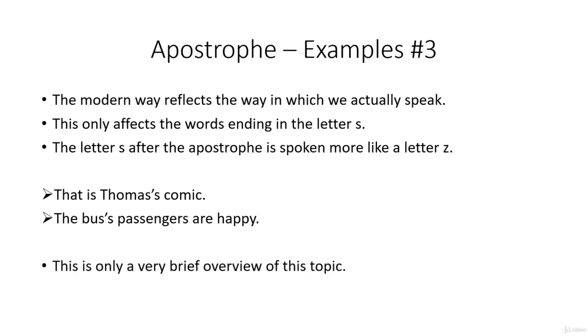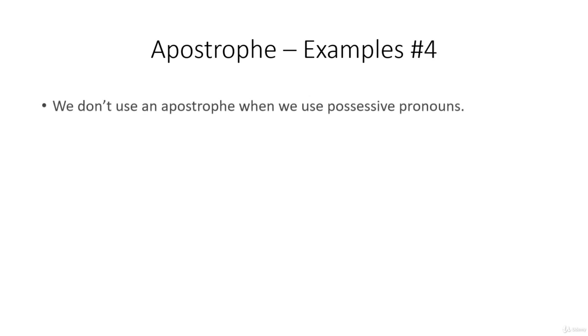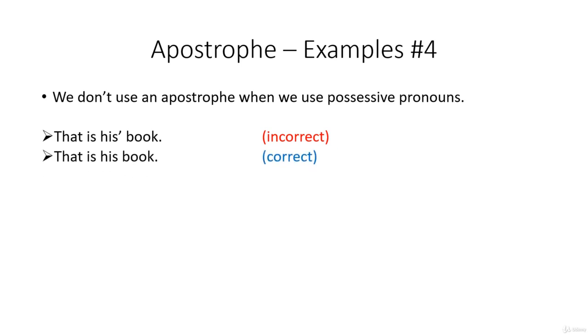Again, this is only a very brief overview of the topic, but as far as this lesson on the apostrophe goes, it's enough to know that we use the apostrophe in all cases to show possession. However, when we use possessive pronouns, we don't then need an apostrophe. So to write that is his apostrophe book is incorrect. That is his book without the apostrophe is the correct version.